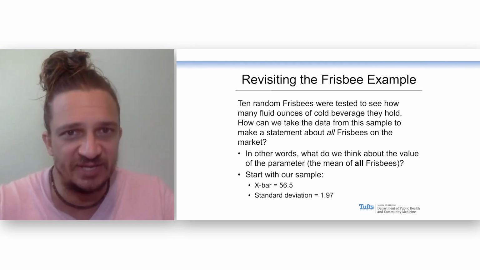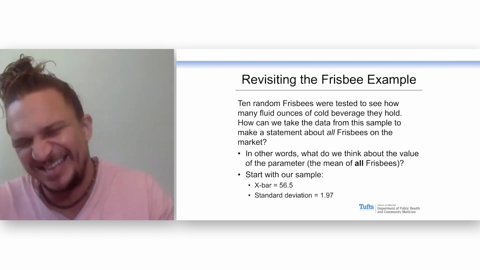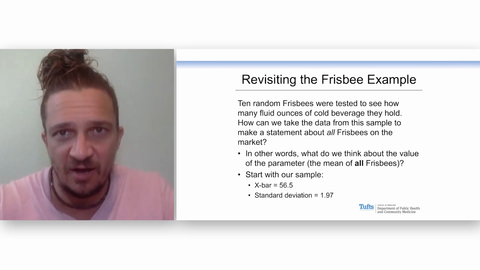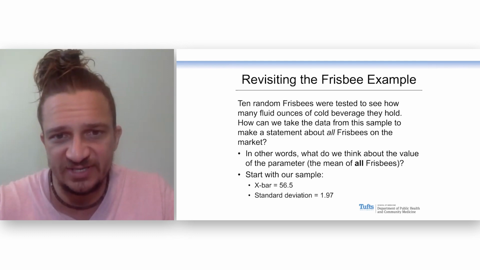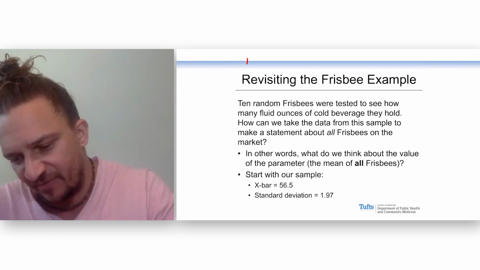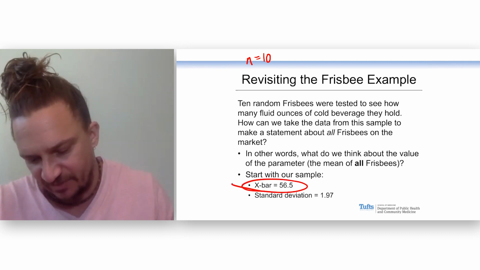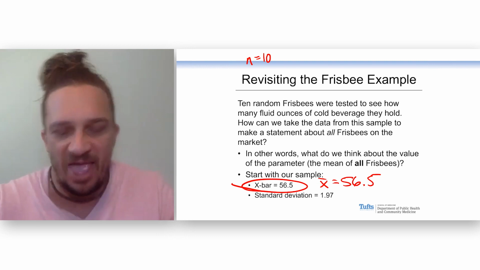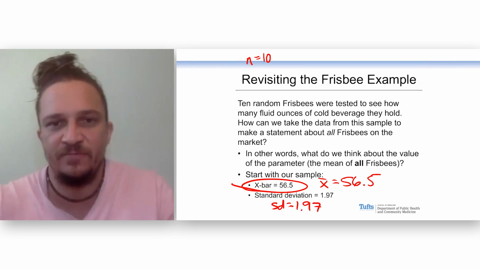Let's think about that Frisbee example that we had. We heard this conventional wisdom that you could fit 72 ounces of beer, a full six-pack of beer, inside a Frisbee. So we said, okay, let's see if that's true. So we went out and we got a sample of 10 Frisbees, n equals 10. And we calculated the mean, x bar equals 56.5. And we measured the standard deviation, 1.97.